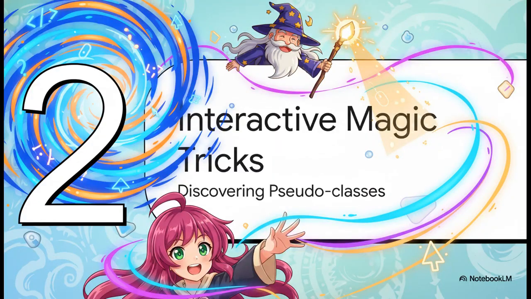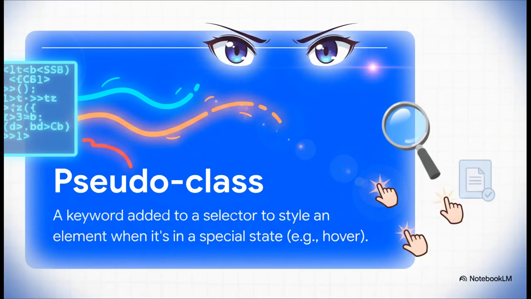Let's move on to our next superpower, and this is where things get really fun. We're talking interactive magic tricks, which are really just something called pseudo-classes. This is how we make our websites feel alive. So what the heck is a pseudo-class? Well, it's just a keyword you add to your code that applies styles only when an element is in a special state. And a special state is just something the user is doing, like hovering their mouse over a button or clicking on a link.